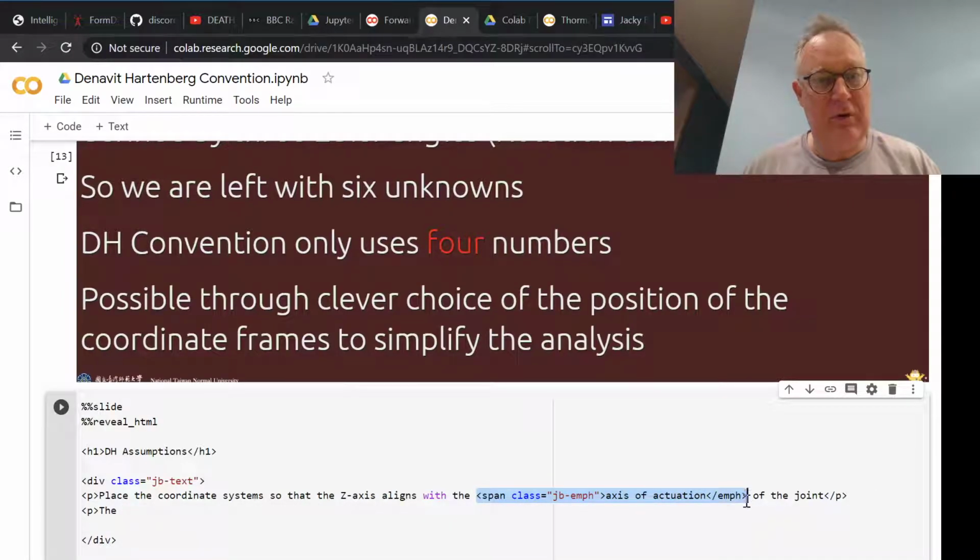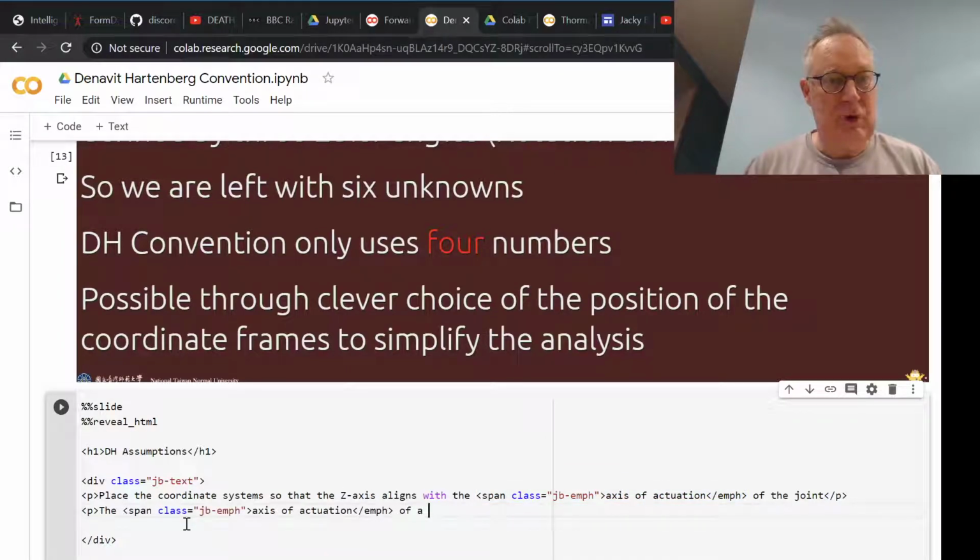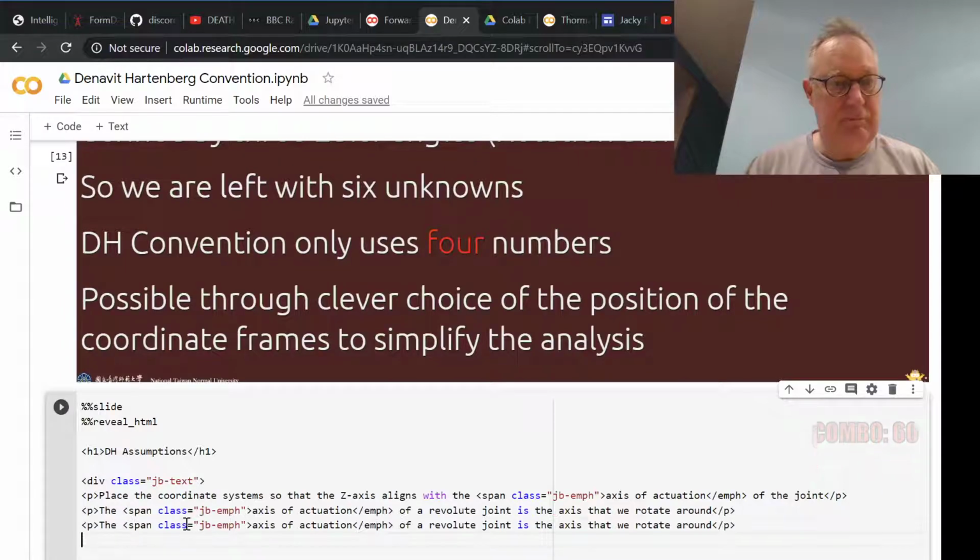The axis of actuation of a revolute joint is the axis that we rotate around. The axis of actuation of a prismatic joint is the axis that we translate along.